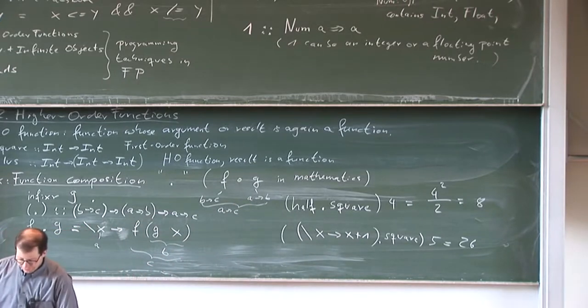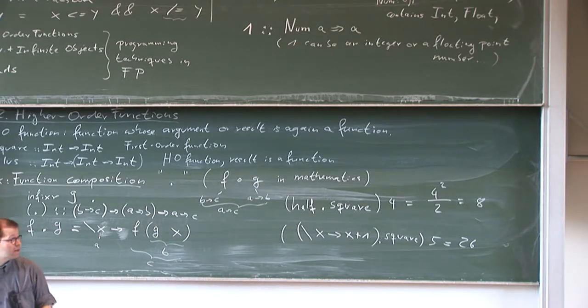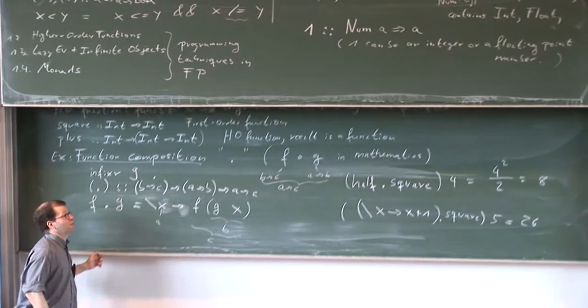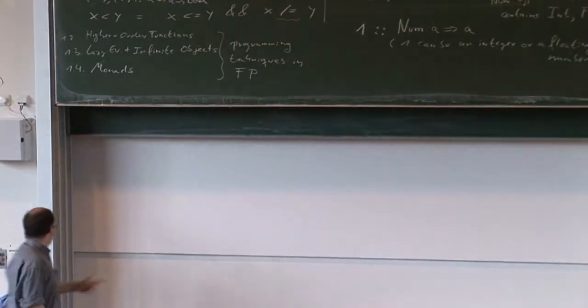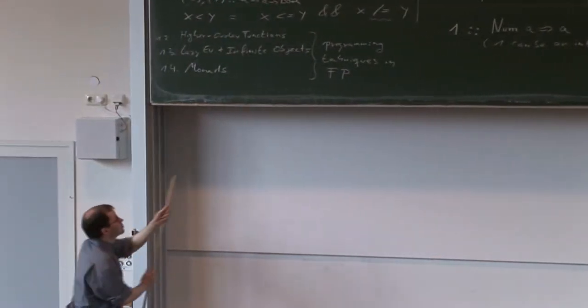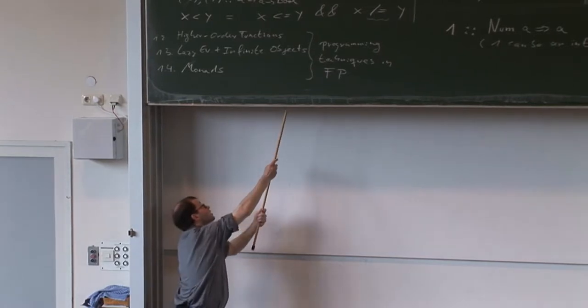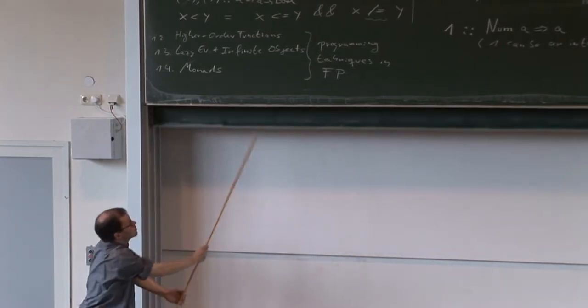Okay, so this is the general idea of higher order functions, and you can see that higher order functions are not so unnatural because function composition is something you are used to anyway. Now, what are higher order functions really good for? Why can they be used to write nice programs? And that I will show you next.